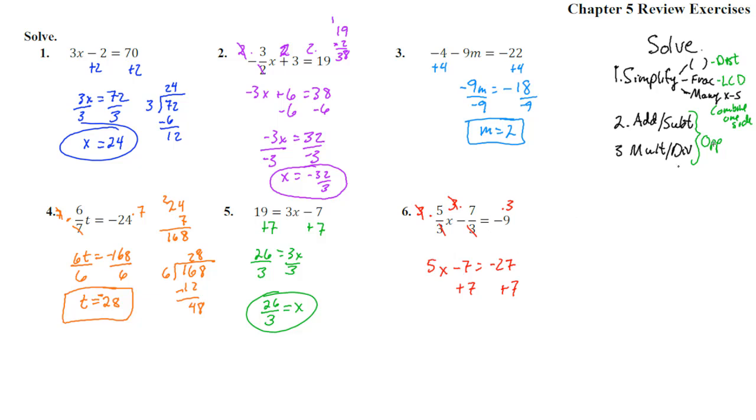Oh, do we have many x's? Sorry, I skipped that one. Do we have many x's? Nope, we don't. So add the 7 to both sides, and we have 5x equals, that's a negative 20. And then divide by 5, and we get x equals a negative 4. Good.